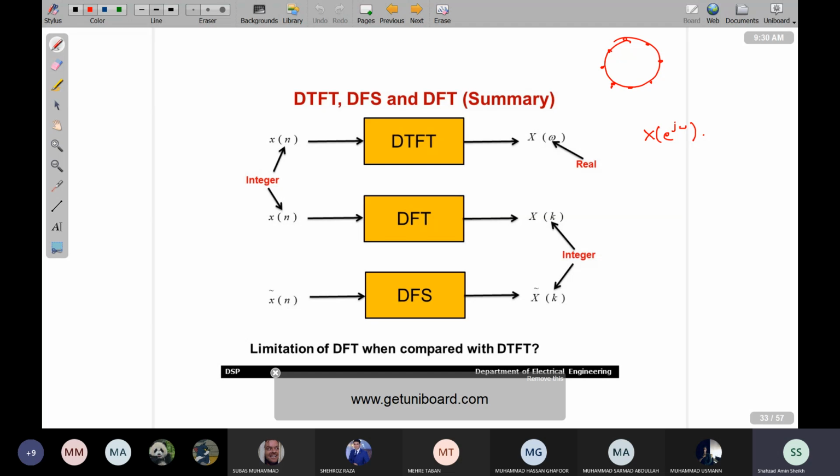Any questions? And what's the limitation of DFT when compared with DTFT? The most important limitation is that x of n is defined or can be defined for infinite length sequences. So x of n infinite length का भी हो सकता है, whereas in DFT it is only defined for finite length sequences. So that's the limitation of DFT. Now, any questions?